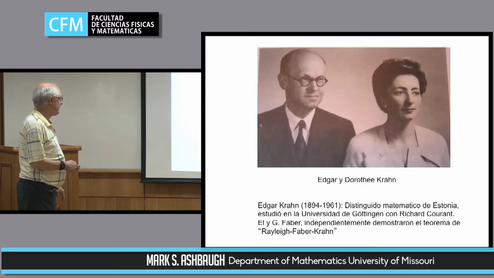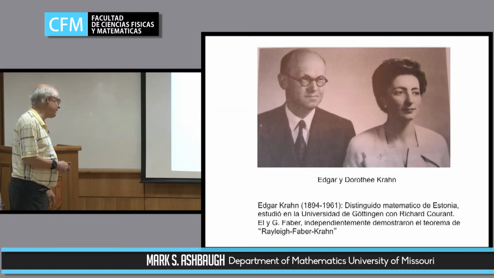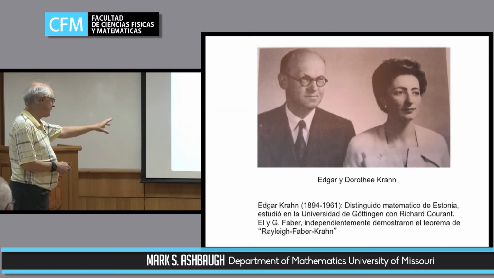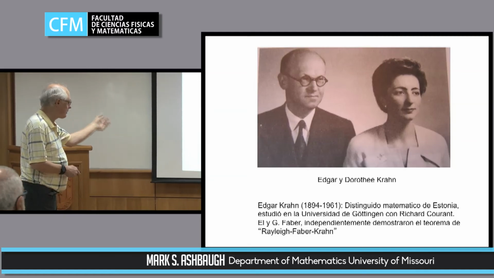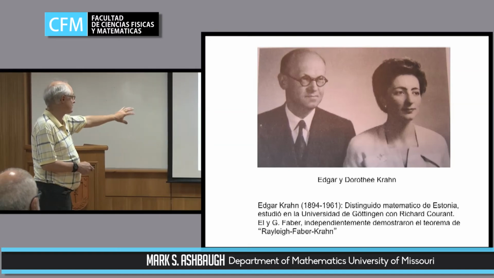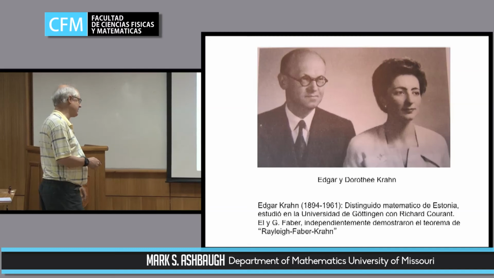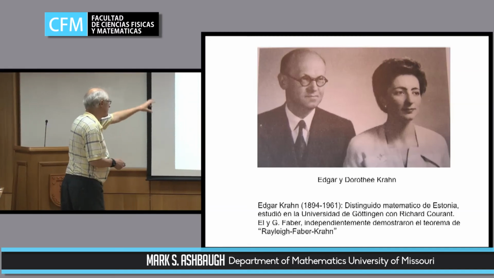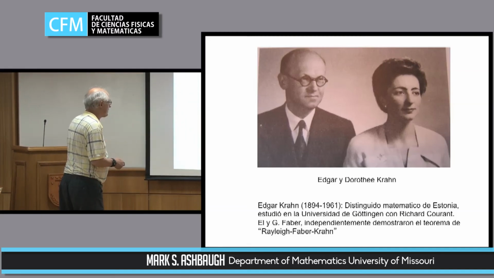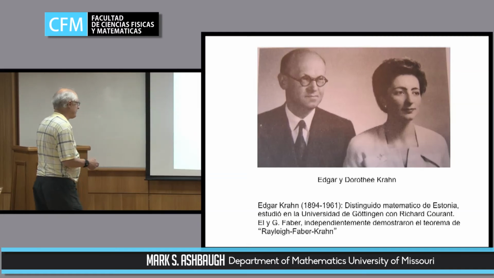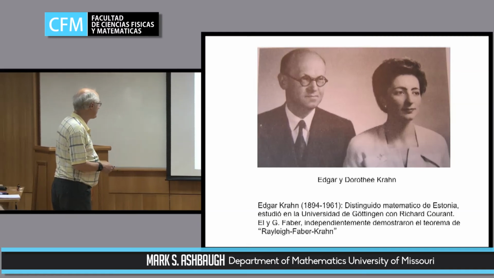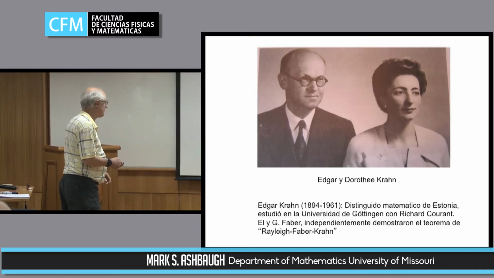And here's Krahn with his wife. But he and Faber independently were able to prove this inequality that Rayleigh had conjectured. So Rayleigh conjectured it back in like 1876 or so, and these guys made their proofs in the 1920s. So here's at least some idea of how you do it.